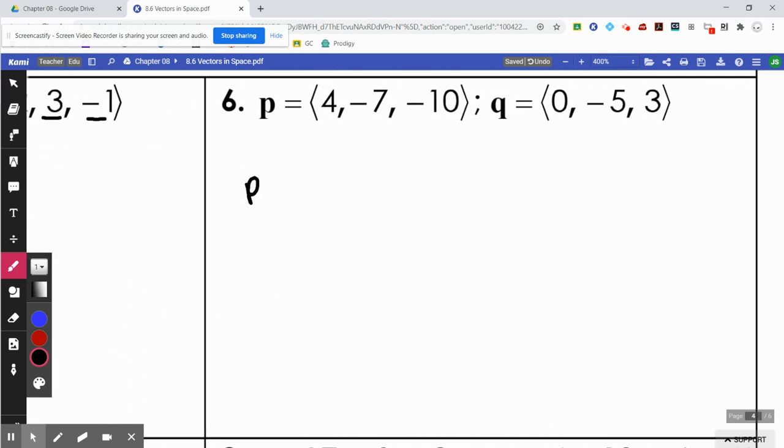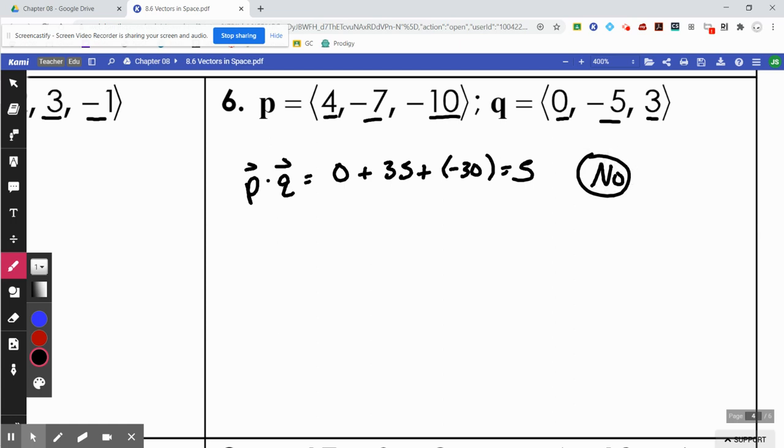P dot Q is equal to 4 times 0, which is 0, plus negative 7 and negative 5 is a 35, plus negative 10 and 3 gives you a negative 30. That gives you a dot product of 5. So are they orthogonal? No.